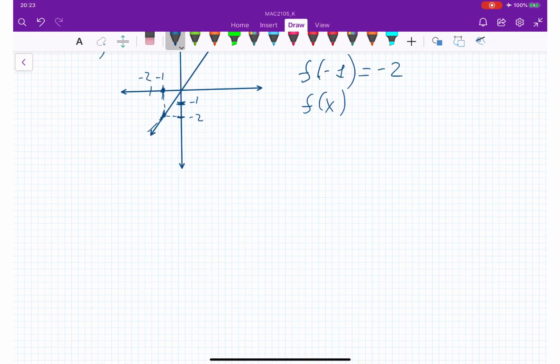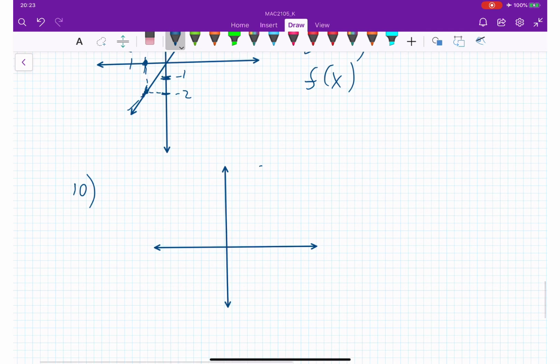Question number 10. Let me graph this one. So this is one, this is another one, and I have 1, 2, 3, 4, 5. And here I have 1, 2, 3, and 1, 2, 3, 4, 5, 6. Okay. So let me see the points I have. It's coming from here and it's going all the way to here. And then from there, it's coming down, let's say, somewhere here. And from here, it's going up here.